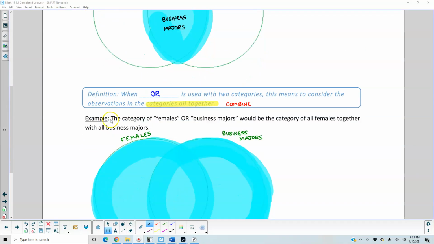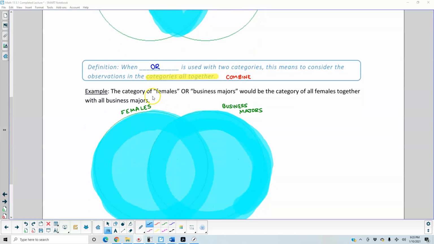Now, the definition: when or is used with two categories, this means to consider the observations in the categories all together. So that means you're going to combine them all. So the category of females or business majors would be the category of all females together with all business majors.